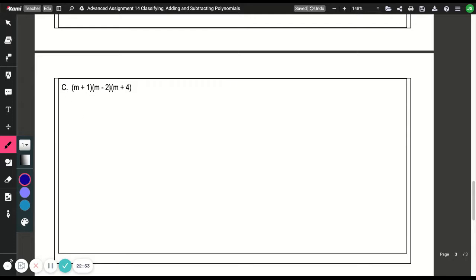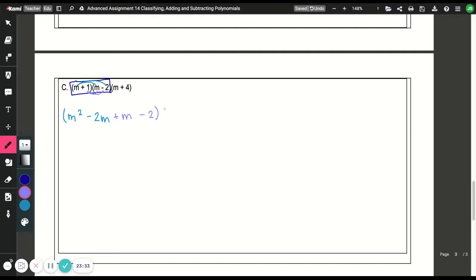So if you're multiplying 3 things, just pick 2 of them to do first. Ignore one of them and multiply 2 first together. So I'm just going to take the first 2. I'm going to multiply these 2 out, and I'm going to ignore the m plus 4 for now. So m times m is m to the second. M times negative 2 is negative 2m. And then distribute the 1 through, 1m. And negative 1 times 2 is negative 2.